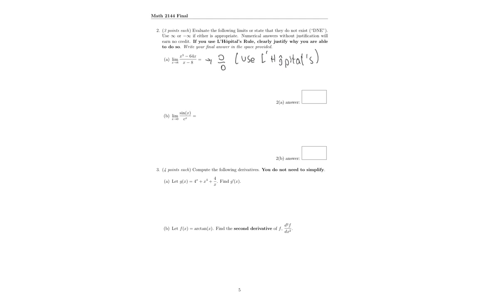So when we do our L'Hopital's, we're going to take the derivative of the top, so 3x squared minus 64. And the derivative of the bottom, which is just going to make this 1. And now when we reevaluate, we're going to get 3 times 8 squared, which is 64, minus 64, so that's 3 times 64 minus 64. You plug that in a calculator, you'll get that's 128.